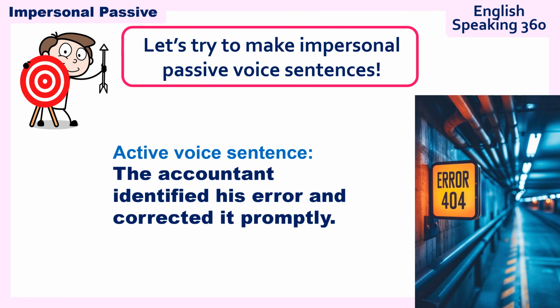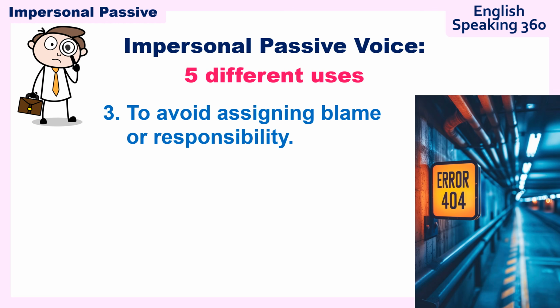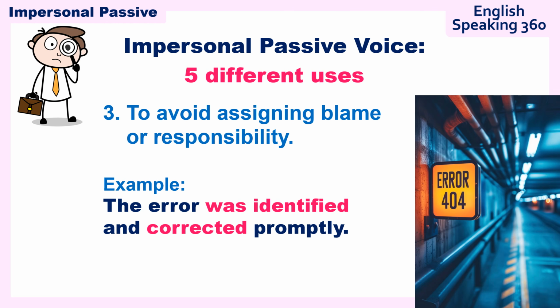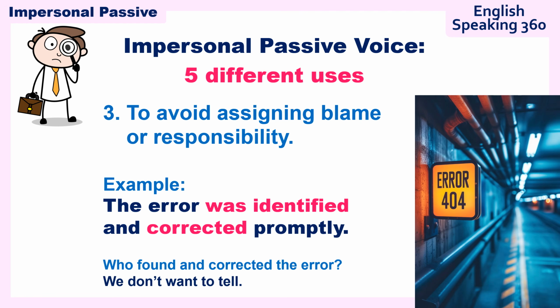Here's another example. The accountant identified his error and corrected it promptly. Okay, you ready? And what is the impersonal passive voice? Of course, you wouldn't talk about the accountant. You know that now. So you would say, the error was identified and corrected promptly. In this case again, who found and corrected the error? We don't want to tell. We don't want to talk about the accountant, so we just focus on the error.